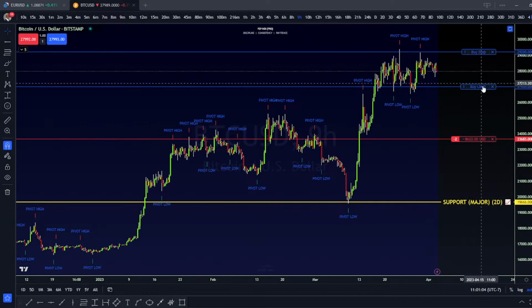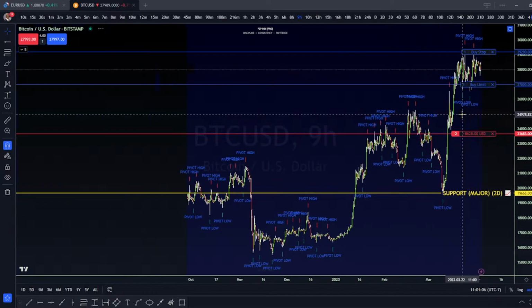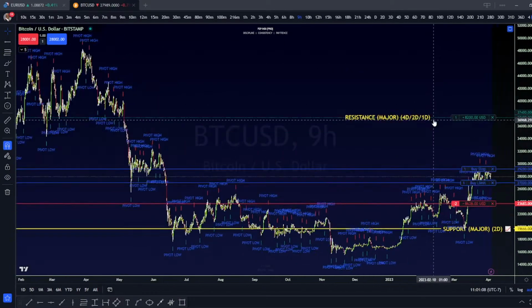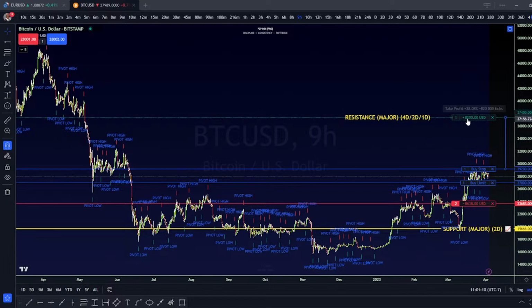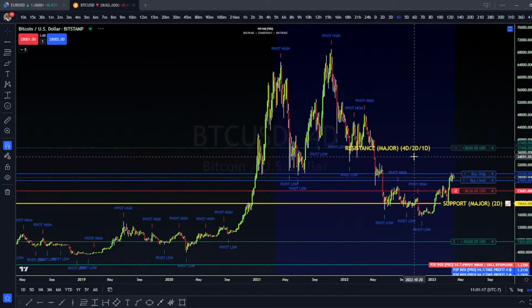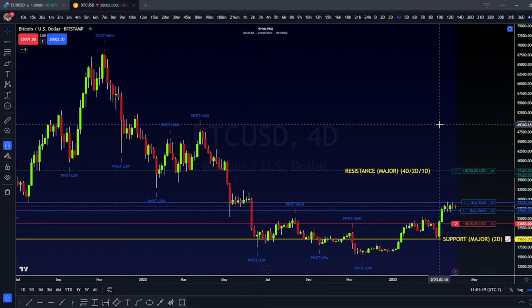It's been bouncing back and forth. It hasn't triggered anything. And I'm waiting to go long, and then I'm going to get out up here. This is where I believe there is some resistance on the 4-day, 2-day, and 1-day. So let's take a look at that. So here's the 4-day.